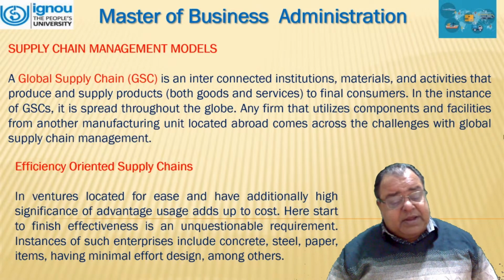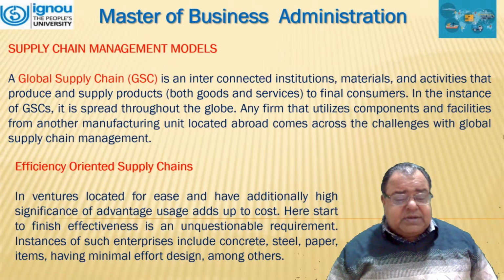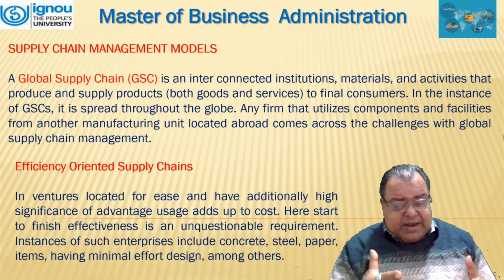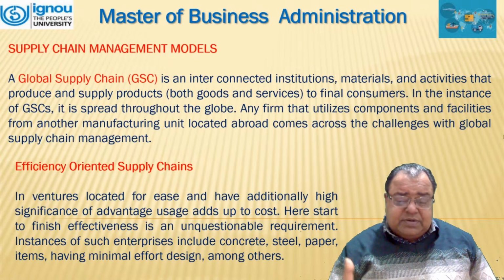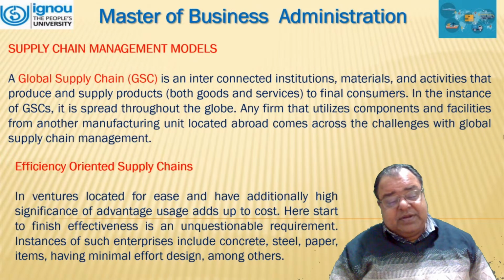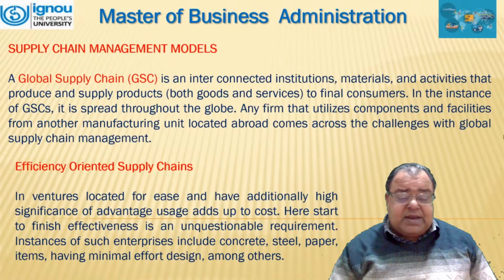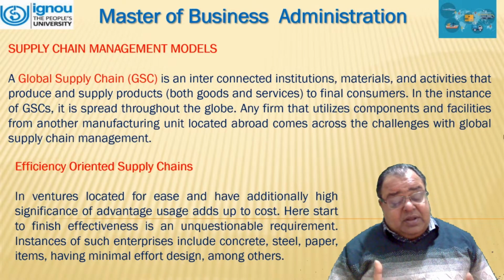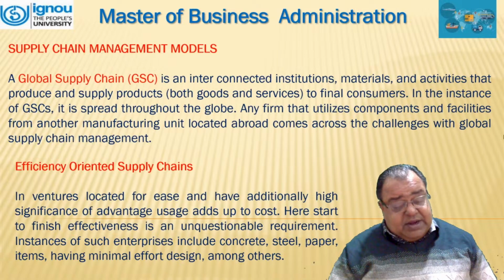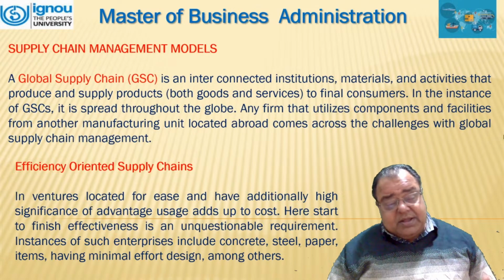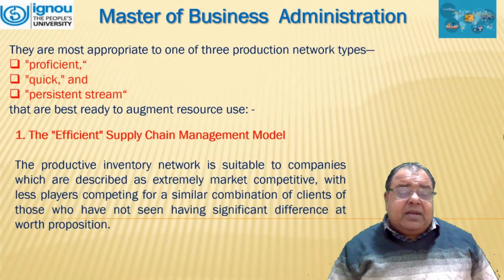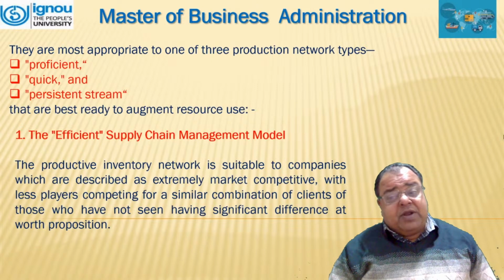Efficiency oriented supply chains. In ventures located for ease and having high significance of advantages, users add up to the cost. Here end to end effectiveness is an unquestionable requirement. Instances of such enterprises include concrete, steel, and paper items having minimum effort design, among others. They are most appropriate to one of the three supply chain types.